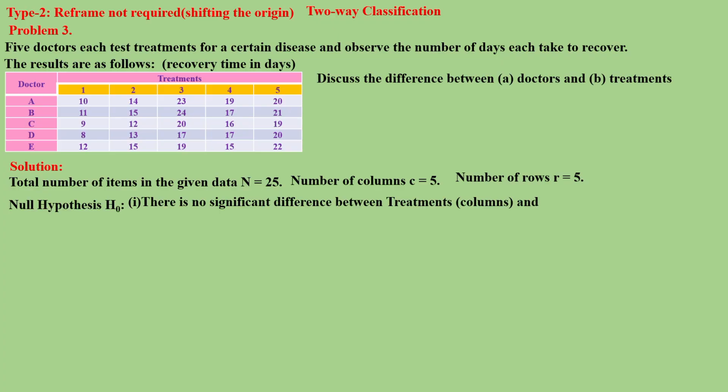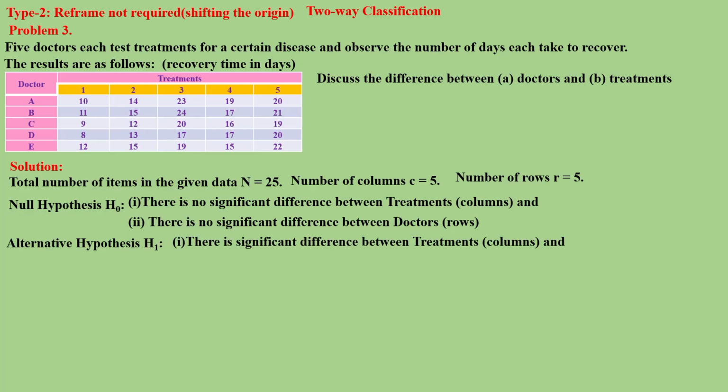Define the null hypothesis H naught. There is no significant difference between the treatments. Similarly, there is no significant difference between the doctors. So the alternate hypothesis: there is a significant difference between treatments. There is a significant difference between doctors.